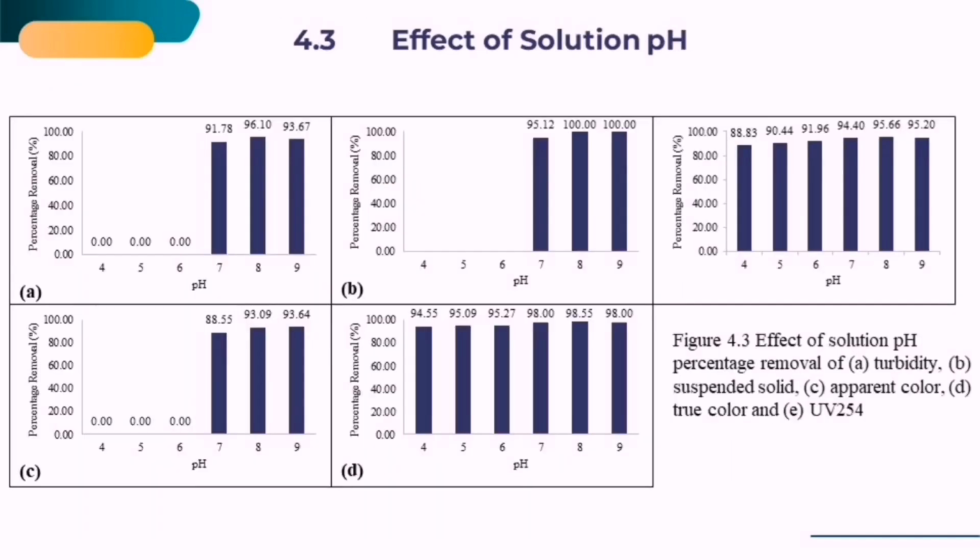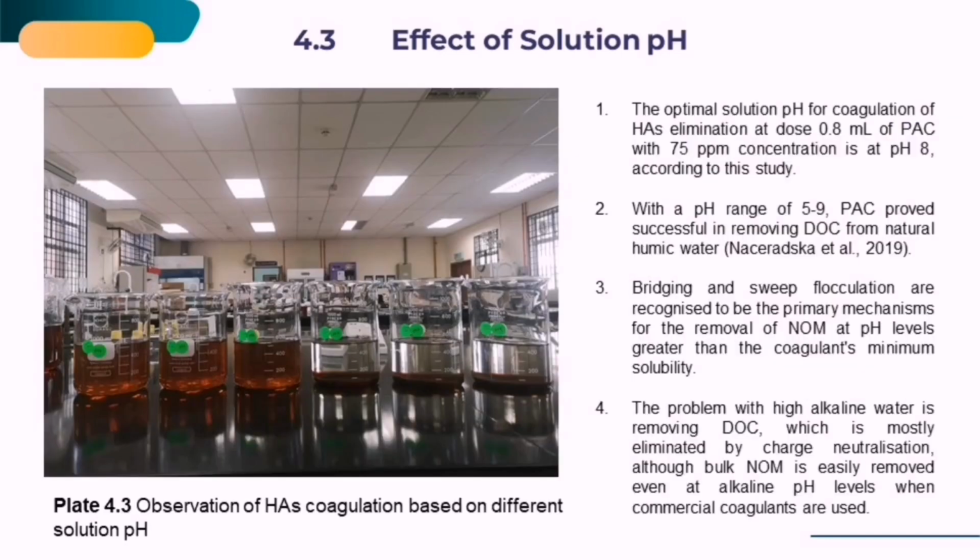Effect of solution pH. The optimal solution pH for coagulation of humic acid elimination is pH 8. With a pH range of 5 to 9, polyaluminium chloride proved successful in removing DOC from natural humic water. Bridging and sweep flocculation are recognized to be primary mechanisms for the removal of natural organic matter at pH level greater than the coagulant minimum solubility.